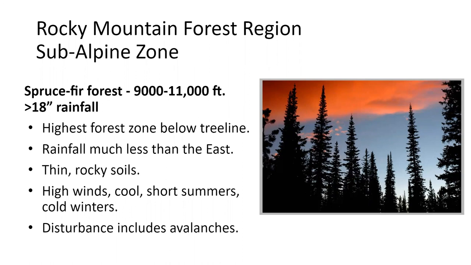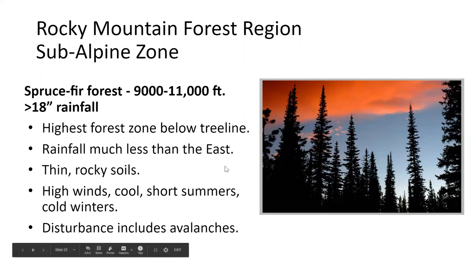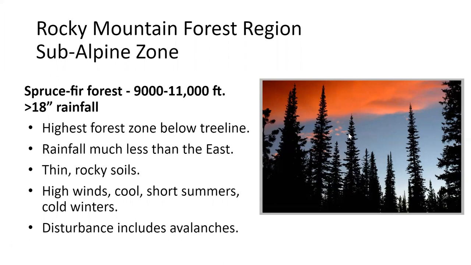The species that live there have to be adapted for high winds, very cool and very short summers, and cold winters. And then there's a new disturbance type that we haven't talked about so far, which is avalanches. Avalanches are a significant source of disturbance at these very high elevations with lots of snowpack in the winter. You'll also notice that these forest canopies have extremely narrow pointed crowns to help shed snow and ice.